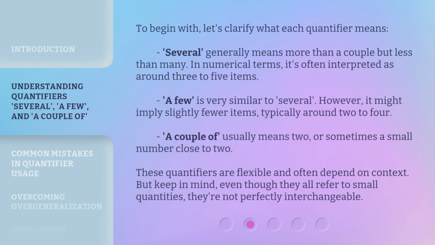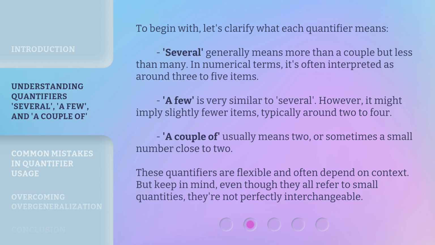To begin with, let's clarify what each quantifier means. Several generally means more than a couple but less than many. In numerical terms, it's often interpreted as around 3 to 5 items. A few is very similar to several. However, it might imply slightly fewer items, typically around 2 to 4. A couple of usually means 2, or sometimes a small number close to 2.